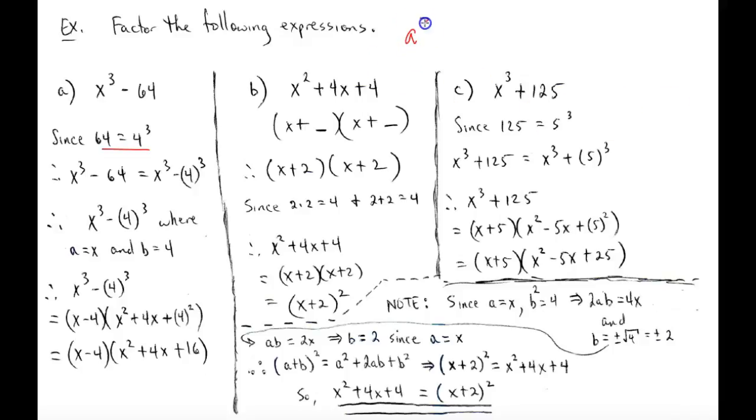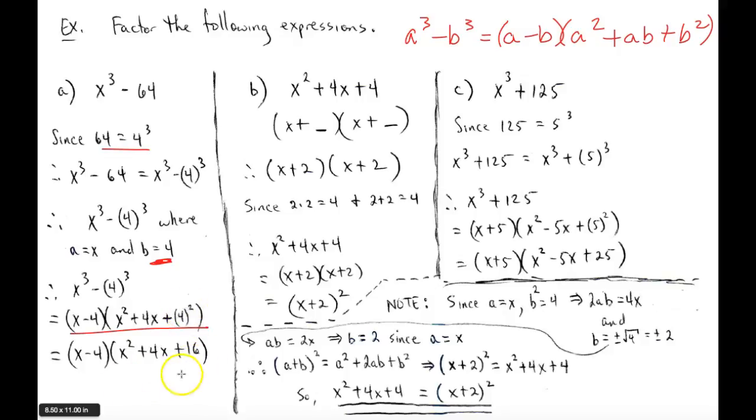So using what we know, a cubed minus b cubed will be a minus b times a squared plus ab plus b squared. Okay, and so where our b here is going to be 4. Okay, so that's why I have that there. And so then from there, everywhere where we have an a, we put an x, and everywhere where we have a b, we put a 4. And so that will end up with this expression here. And then if we just simplify by making 4 squared 16, we end up with this answer. Okay.